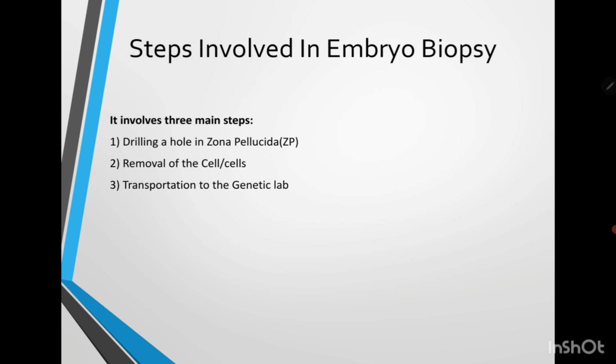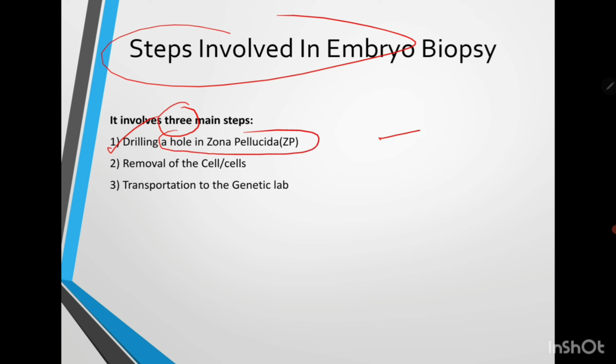So, steps involved in the embryo biopsy. It involves three main steps if you go for pre-implantation genetic testing. Actually, you have to take a biopsy from the embryo so that you can get it tested for genetic screening. What are the steps involved in the embryo biopsy? First step is drilling a hole in the zona pellucida. If this is a zona pellucida, you have to drill a hole, then remove the cell, then transport it to the genetic lab.